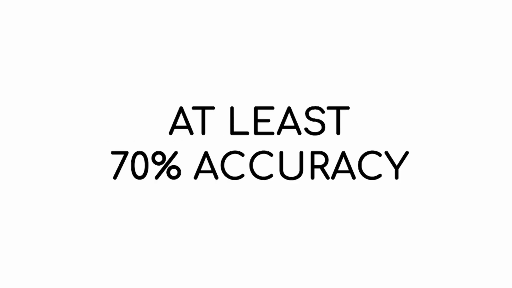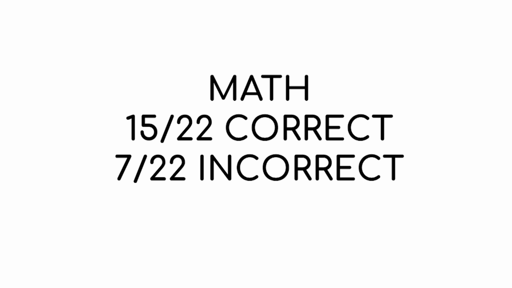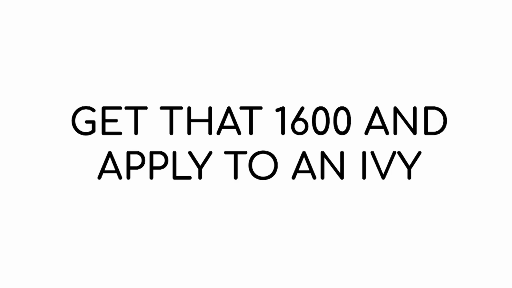To get the hard difficulty, you need to have at least 70% accuracy in the first module. This means that in reading, that's going to be roughly 18 out of 27 questions correct, or 9 out of 27 incorrect. Now, these estimates aren't going to be exact, but this is roughly around where you want to be. And as for math, that's going to be 15 out of 22 correct, or 7 out of 22 incorrect. So all in all, try really hard on Module 1 so you can get the harder set of questions. That way, you can get up to 800 points per section.